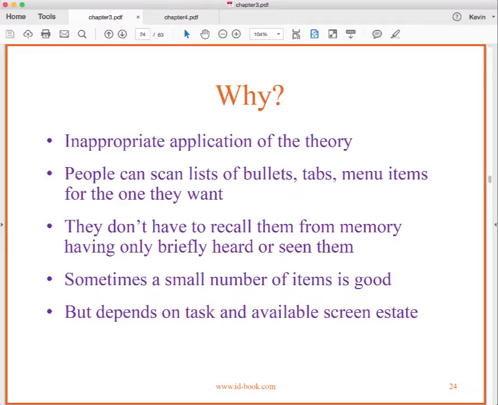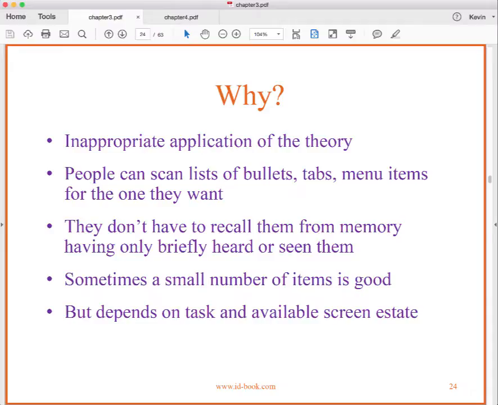And why? They think it's an inappropriate application of theory because people can scan lists of bullets, tabs, menu items, for the one they want. They don't have to recall them from memory, having only briefly heard or seen them. Sometimes a small number of items is good, but it depends on the task and the available screen real estate. So, I think it's probably true.